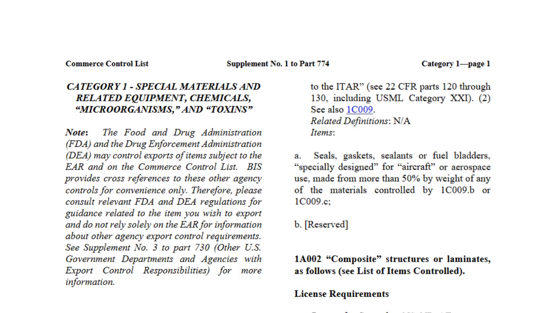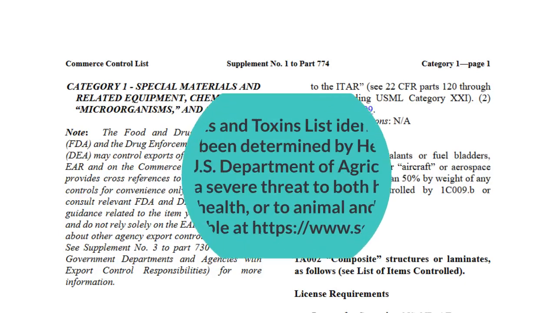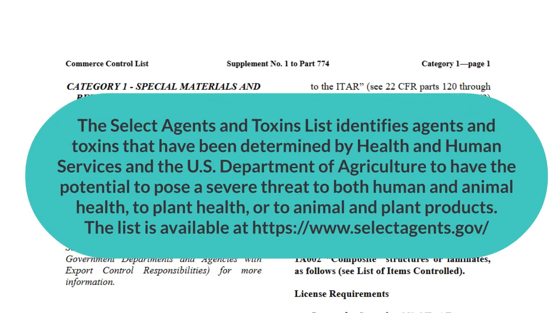Category 1 is over 100 pages long. Can I use the Select Agents and Toxins list instead of the CCL? No, the two lists serve different purposes, and while the items are similar, they do not completely correspond. In fact, the CCL has many more plant agents controlled than the Select Agents and Toxin list.